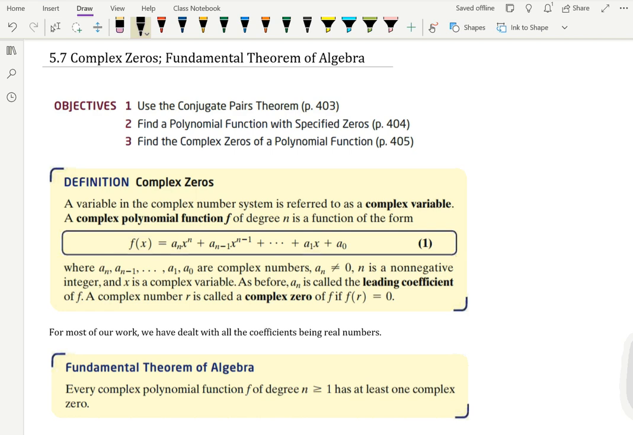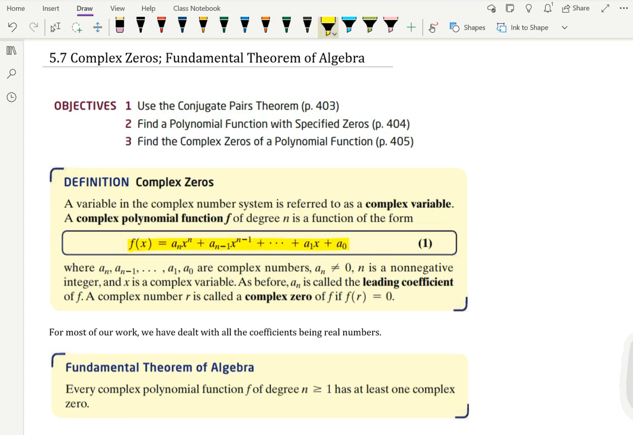By definition, a variable in the complex number system is referred to as a complex variable. And a complex polynomial function of degree n is a function of the form f of x equals a sub n x to the n plus a sub n minus 1 x to the n minus 1, etc. Now, we have taken a look at this item before.